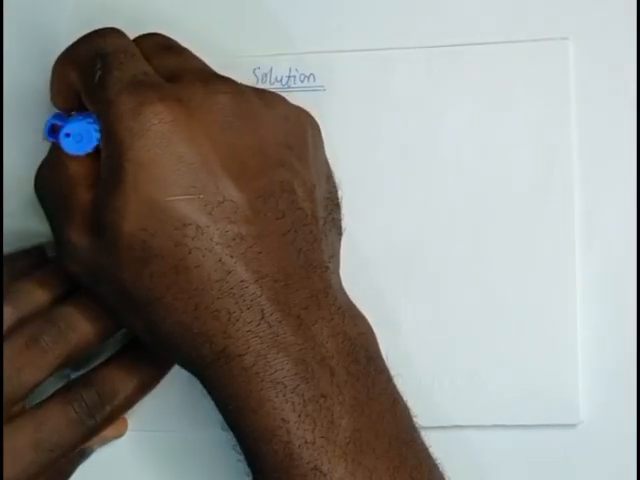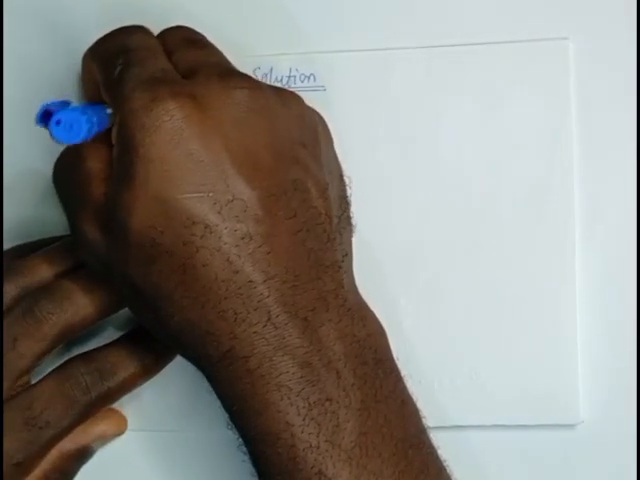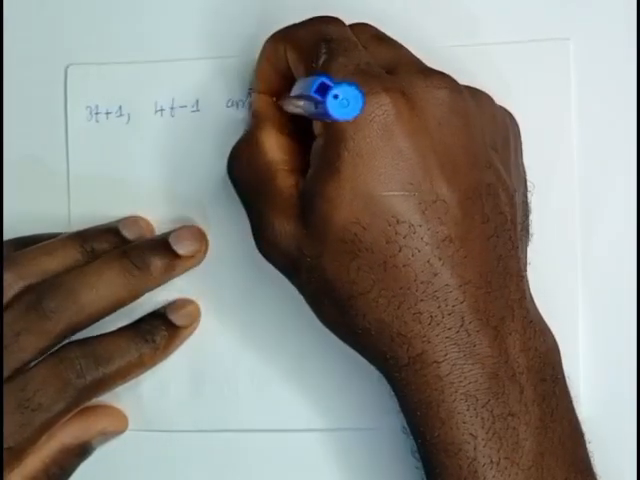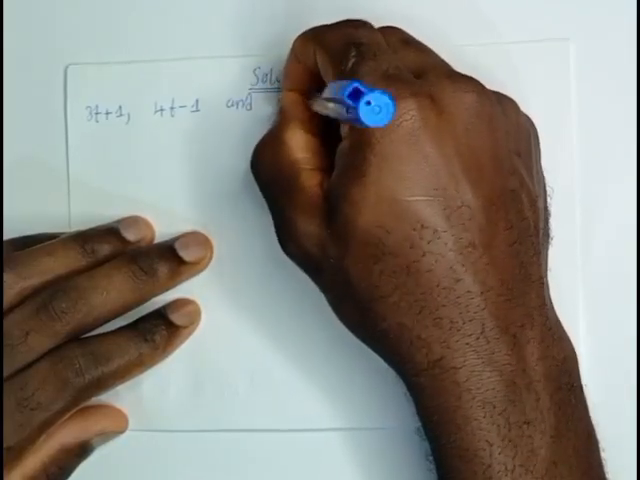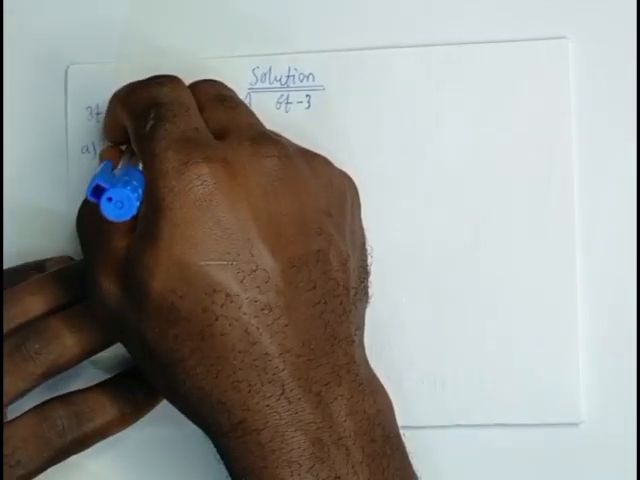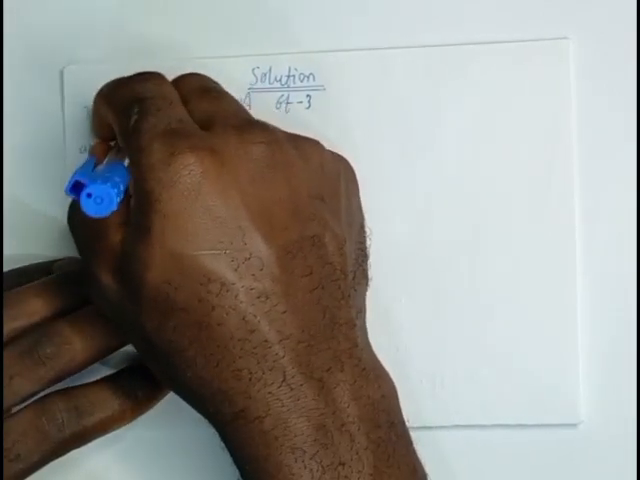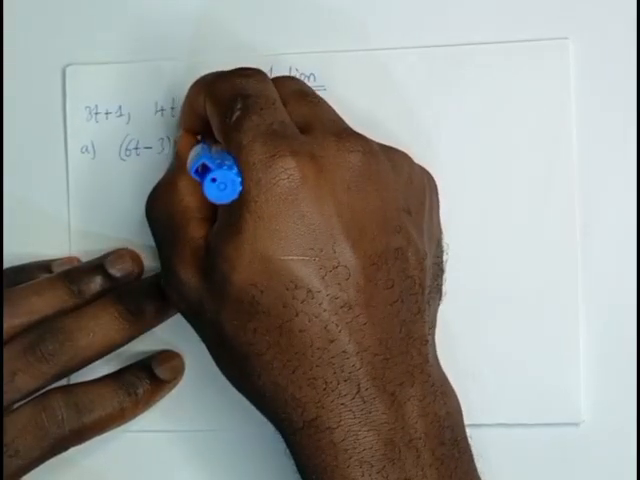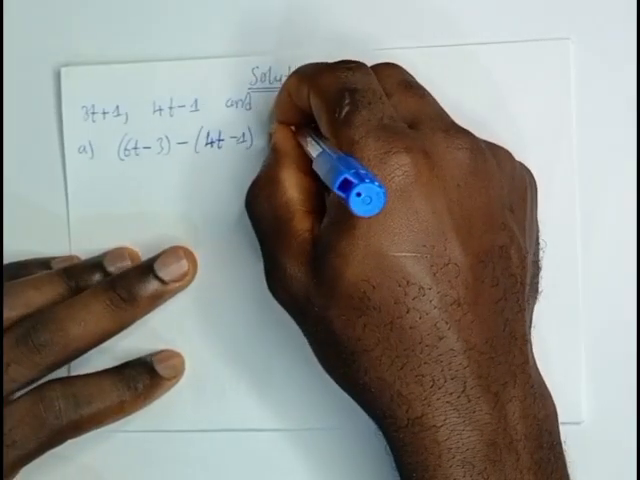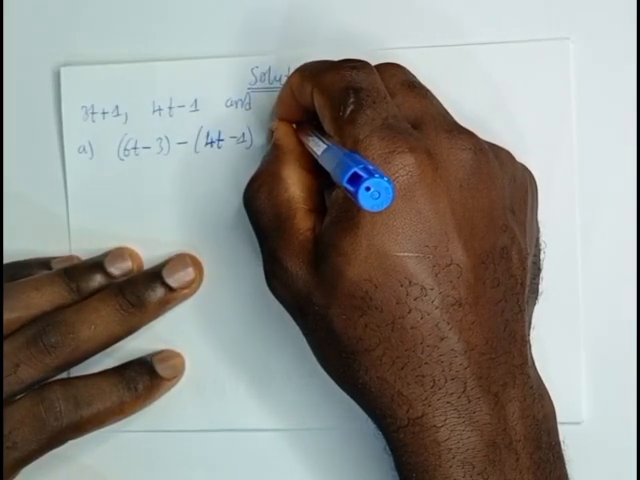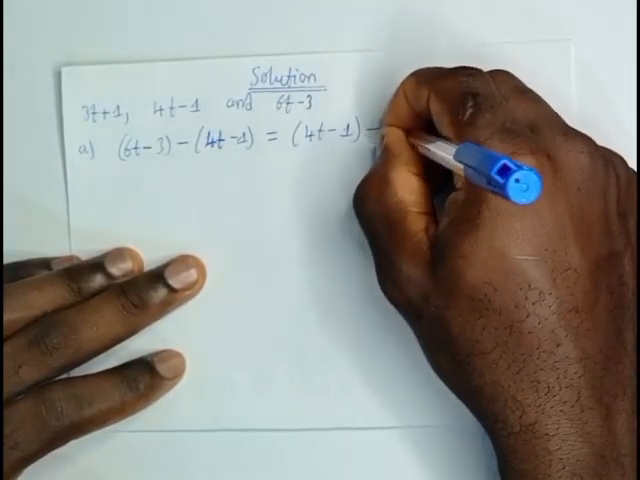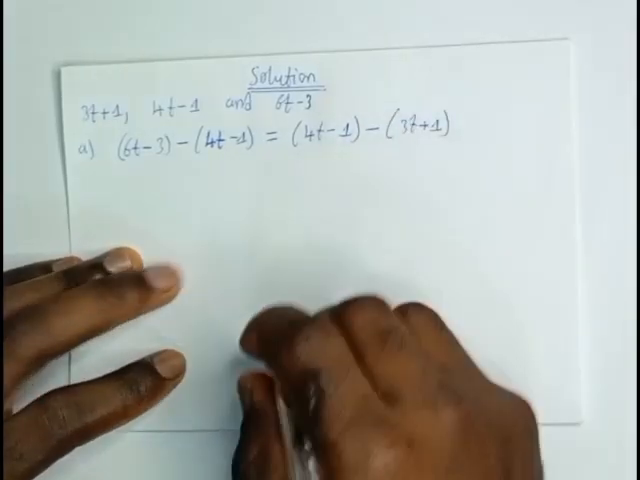The terms of the AP, we have 3t plus 1, 4t minus 1, and 6t minus 3. We have to find the value of t. We take the fourth term, 6t minus 3, minus the third term, 4t minus 1. It should be equal to the third term, which is 4t minus 1, minus the second term, which is 3t plus 1.